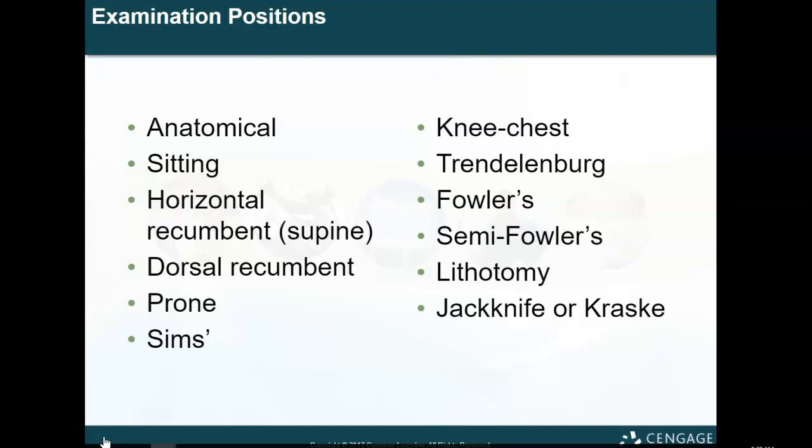Horizontal recumbent though, in this picture you can see, is just laying flat on the bed with arms to the sides. It doesn't really matter if the palms are up or down, okay? But you're right, Kenzie, that makes sense. Okay, dorsal recumbent.